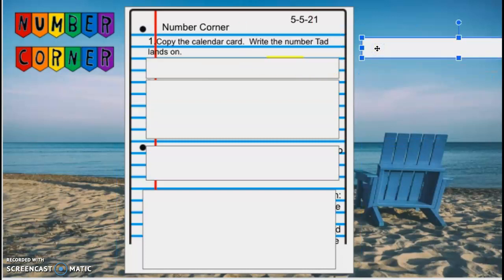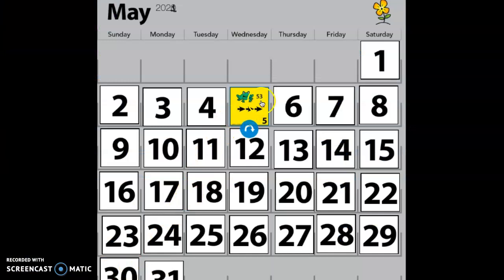Next to number 1, you are going to copy the calendar card. Let me show you that. Friends, what you're going to do is write 53, arrow to the right, arrow to the right, arrow to the right. And then you're going to write the new number that Tad will be on.